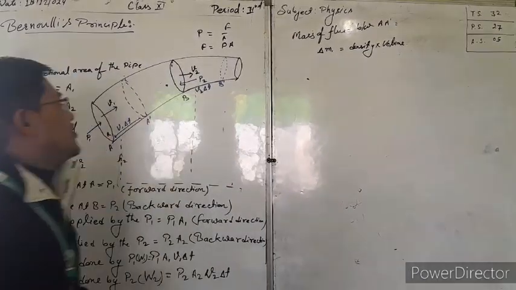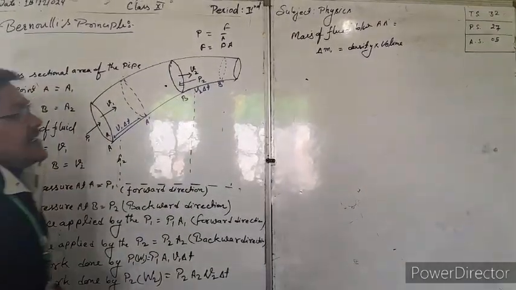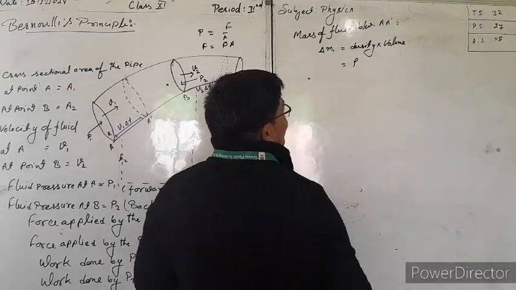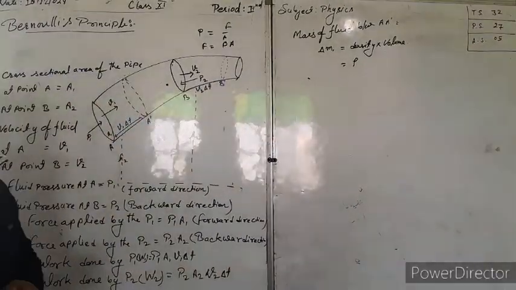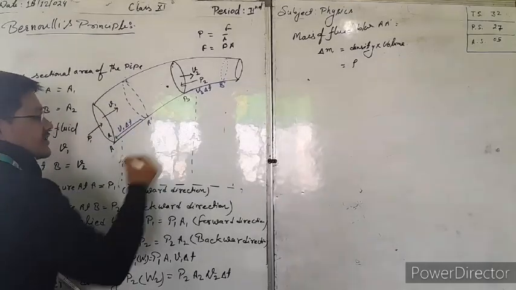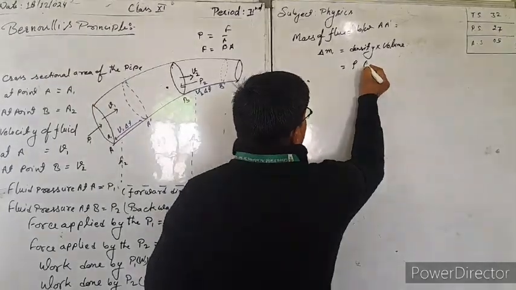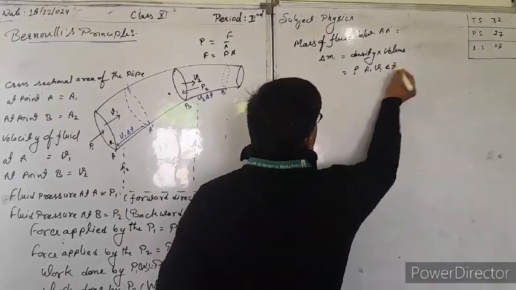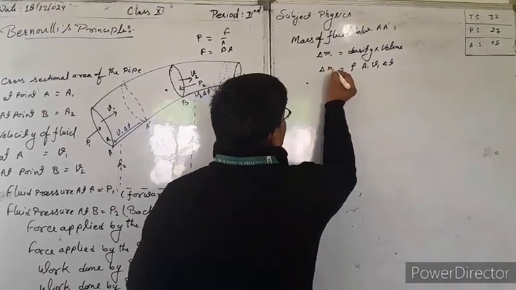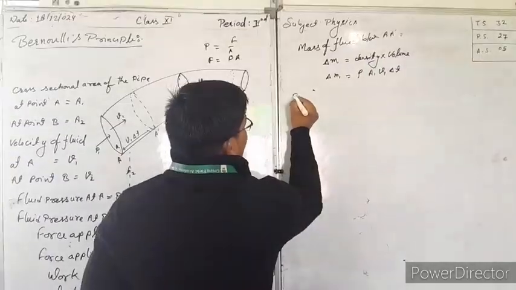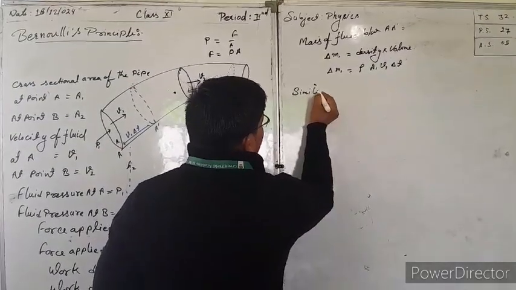Now suppose the density of the fluid is rho. What will the volume be? Exactly, cross sectional area into this length. That means A1 V1 delta T. So delta M1 equals rho A1 V1 delta T. Is that clear?